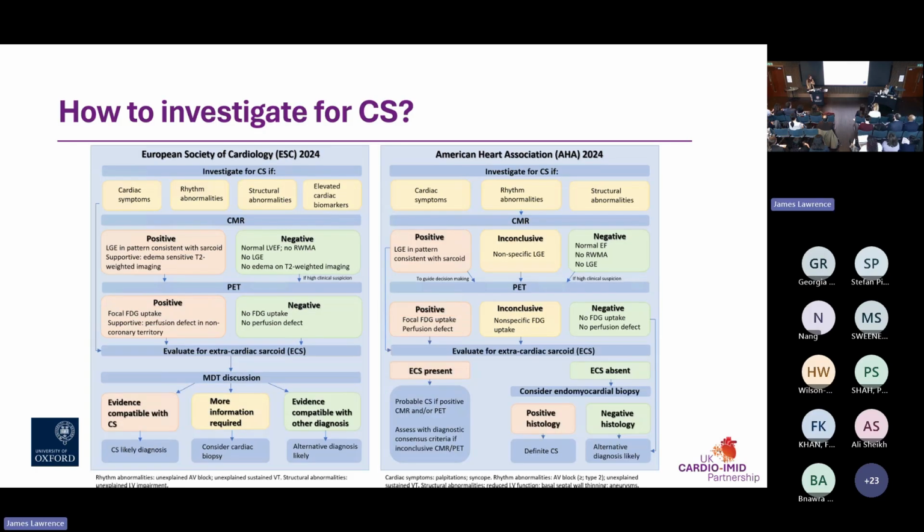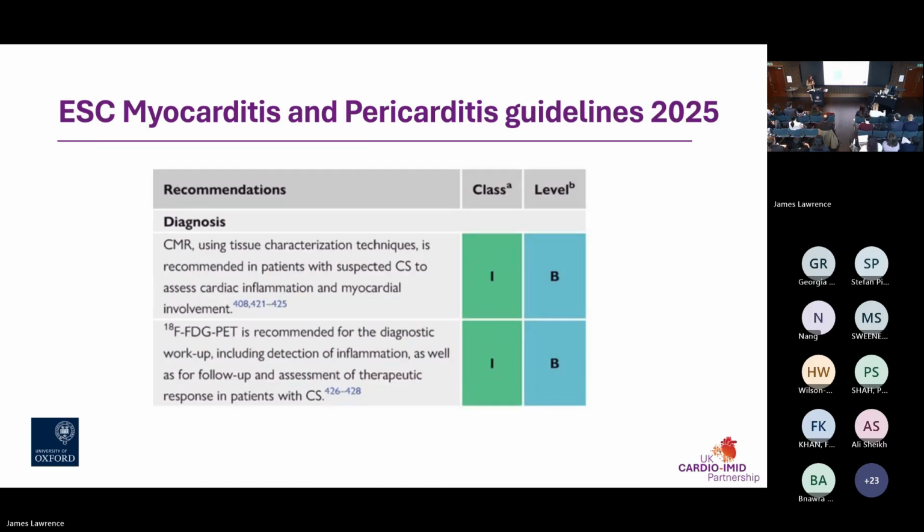And then we have some slight divergence in the guidelines. So you can either discuss it in MDT, or you can be using that diagnostic consensus criteria to work out who you think has it or doesn't. And we've recently had some myocarditis guidelines, which were mentioned this morning, and you can see that MRI and FDG are both a 1B recommendation in those.